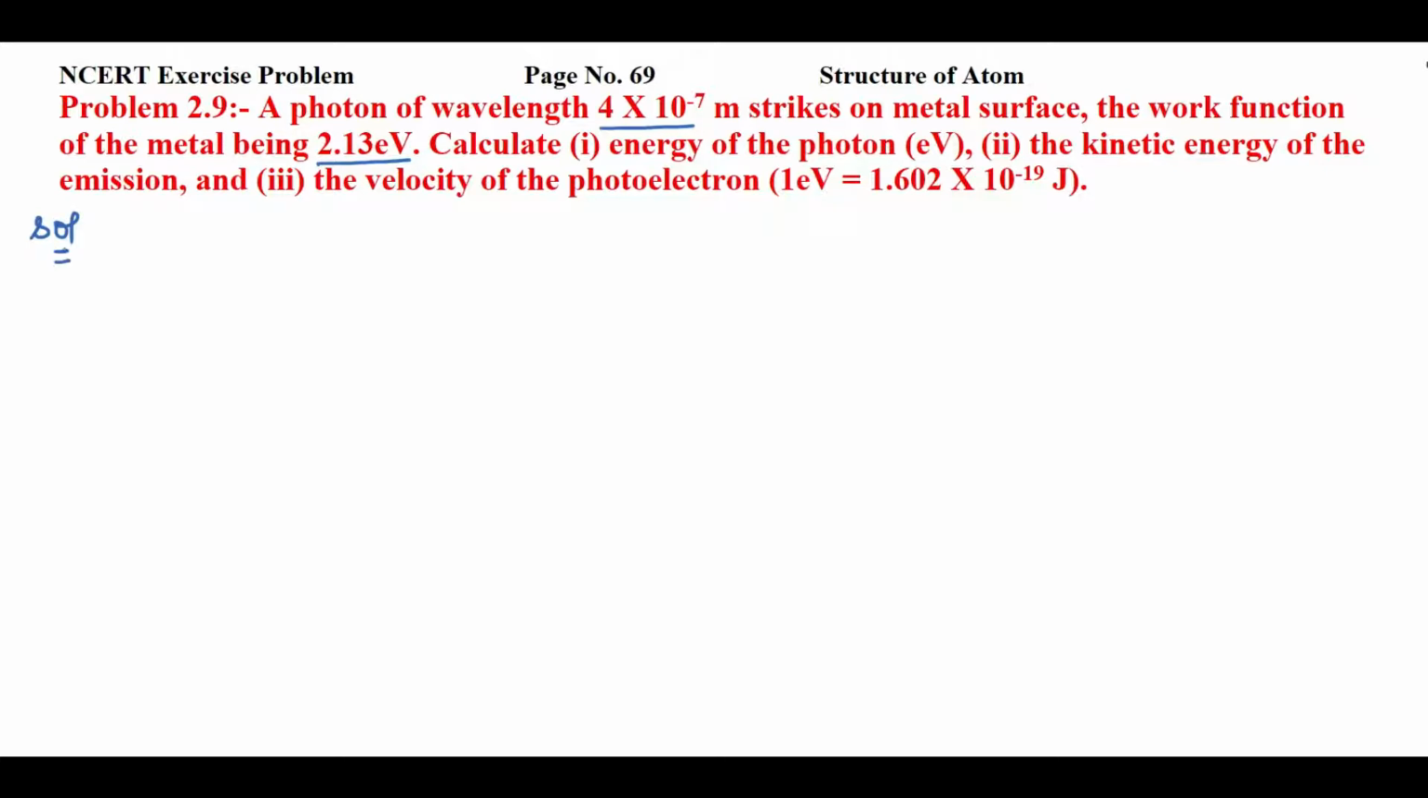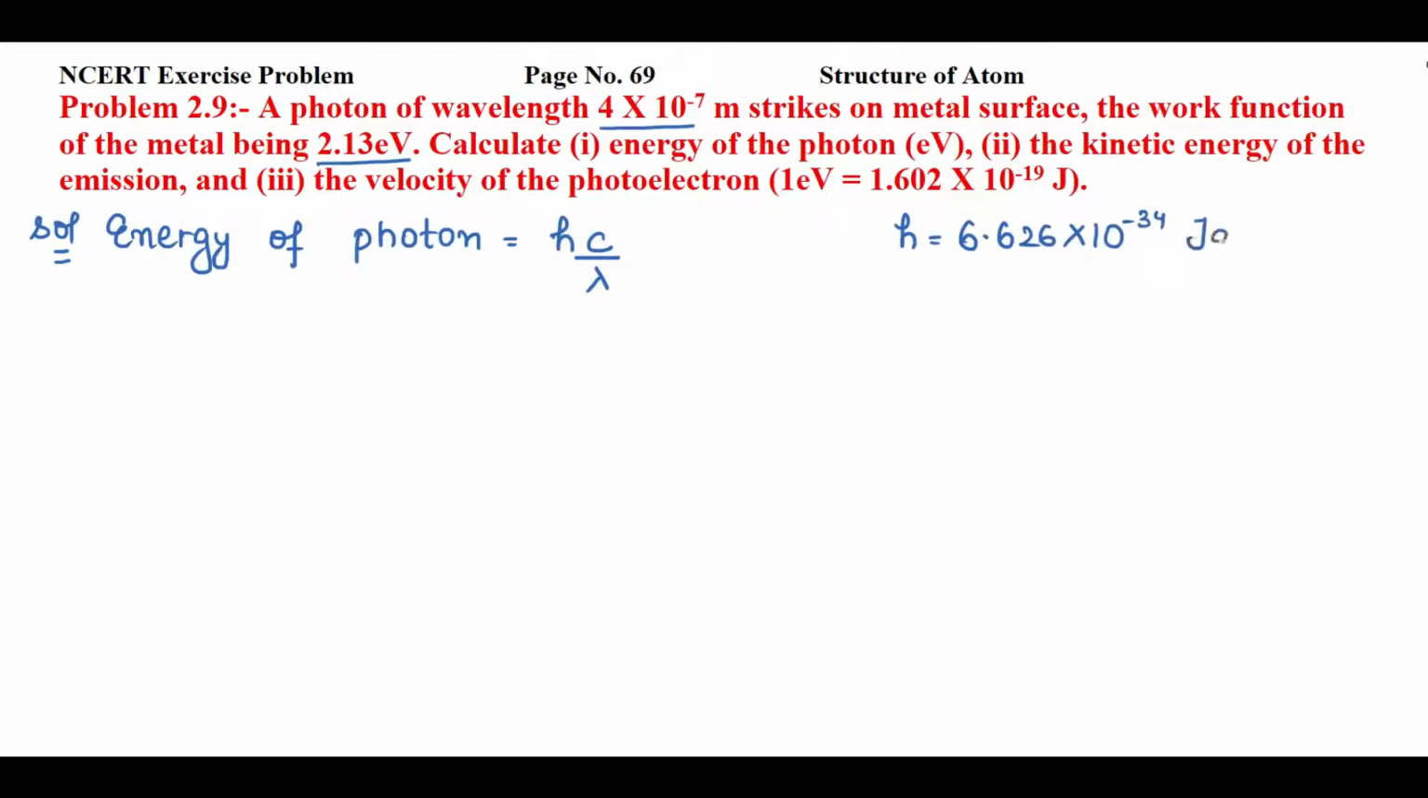So to find the energy of the photon, we'll use the formula E equals hc by lambda. So you can write energy of photon equals hc by lambda. Now h is Planck's constant, 6.626 × 10^-34 joule second, right? c is the velocity of light, 3 × 10^8 meter per second. Now lambda is the wavelength and its value is 4 × 10^-7 meter, right? So we can put the values over here.